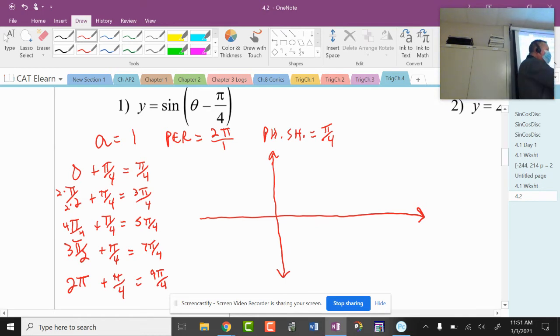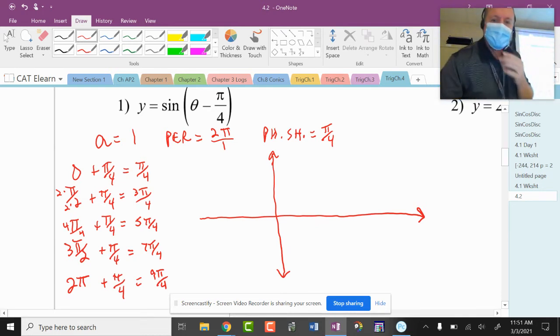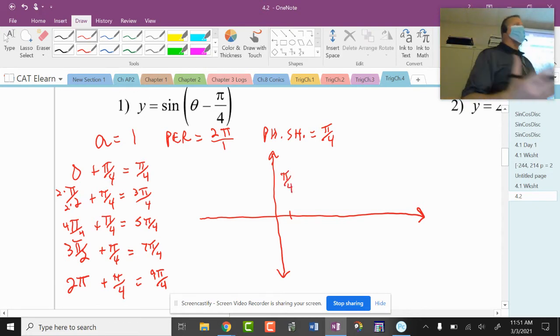So pi over 4 is smaller than pi over 2. So this is what I would appreciate, those that really go above and beyond. As a matter of fact, if you were going to continue this in college, it'd probably be an expectation.